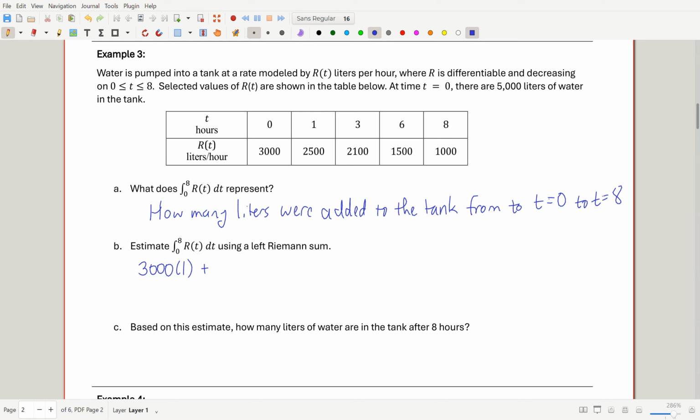The next interval is from 1 to 3, so it'll be 2,500, the left, times 2. Then we'll do 2,100 times 3. And then finally 1,500 times 2. Oh, look, I did this one in my head. 3,000, 6,000, 8,500. No, 3,000, 6,000, 11,000 plus 6,100, 17,300, right? Yeah.